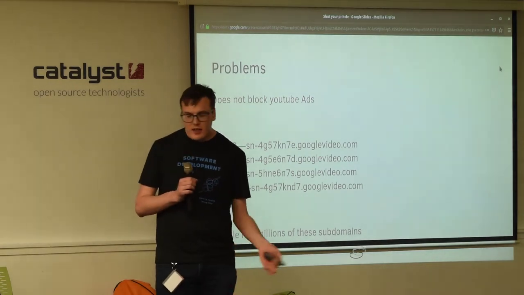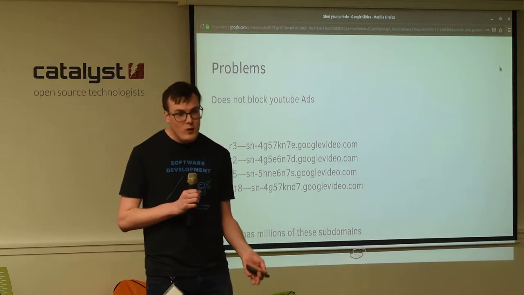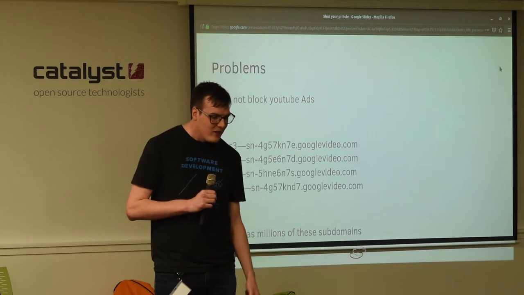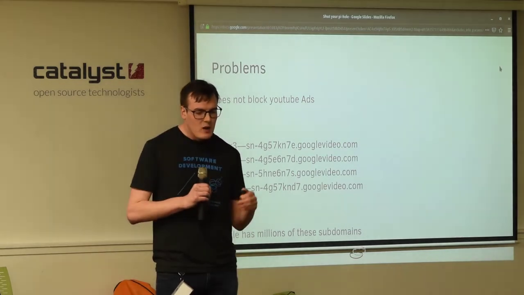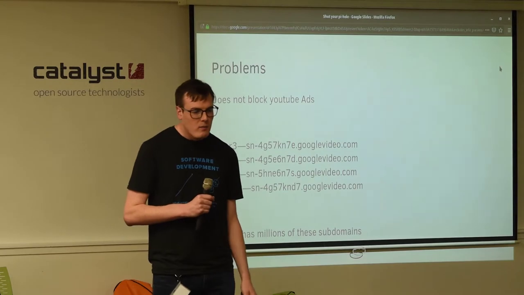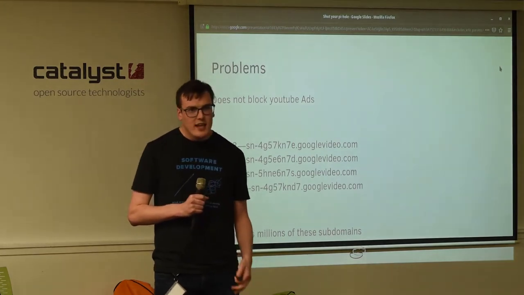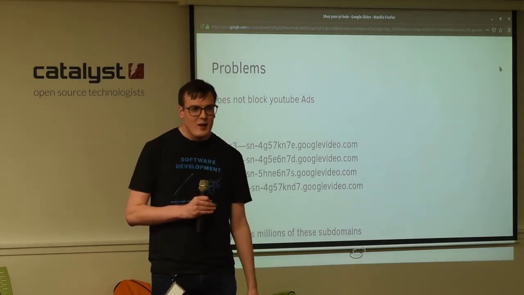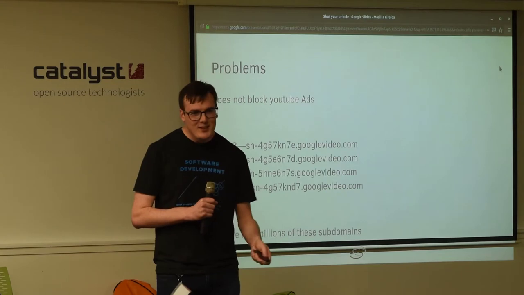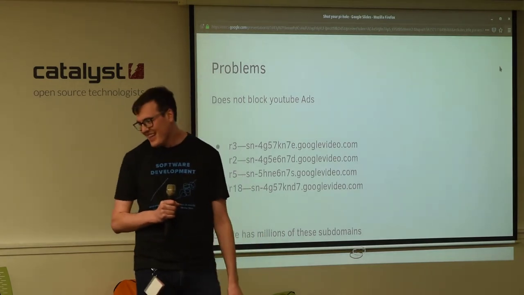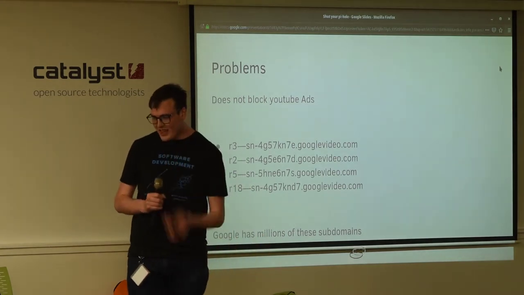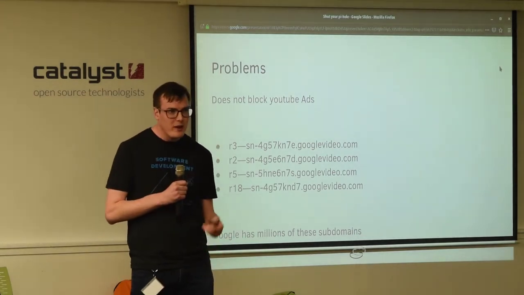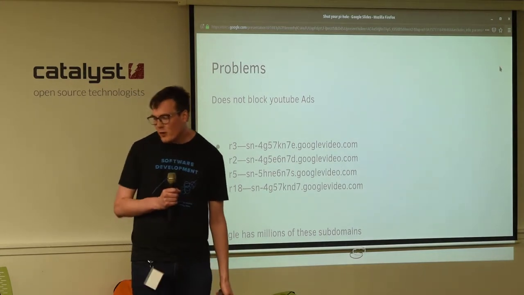And you can't just block the googlevideo.com domain because that's where the actual content comes from as well. So people have tried writing regexes for it. People have tried writing static lists for it. One of the limitations they found is that someone wrote a list so large, it just killed the Raspberry Pi. And they were still getting ads as well. So Google have millions of subdomains, and this isn't really a problem that can be solved by filtering DNS requests.